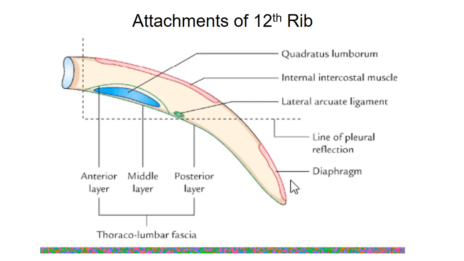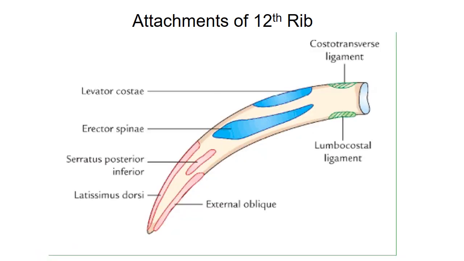The last muscle which is attached to this surface is diaphragm, which takes origin from the anterior end of this surface. Now coming to the attachments on the outer surface of the 12th rib. This is an image of the outer surface of 12th rib. We'll start with the attachments of medial half of this surface.